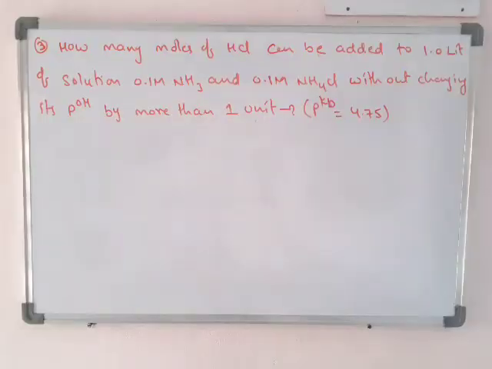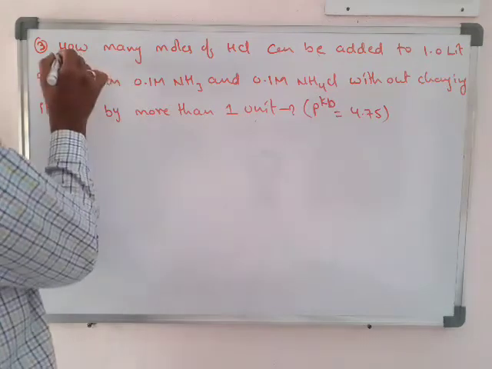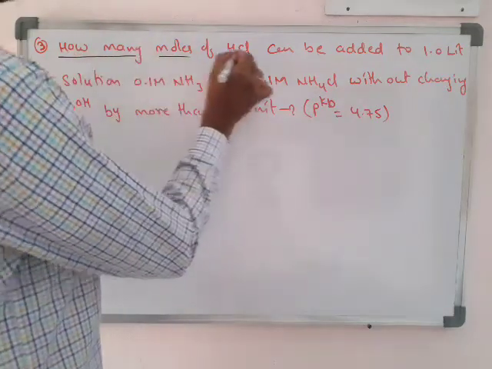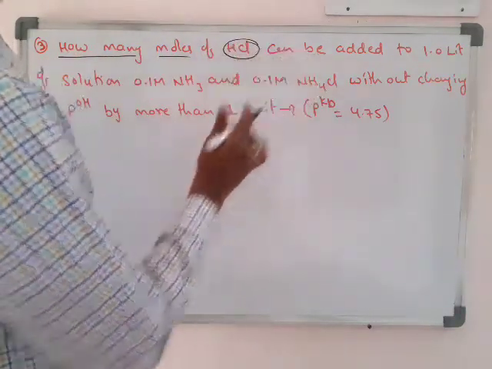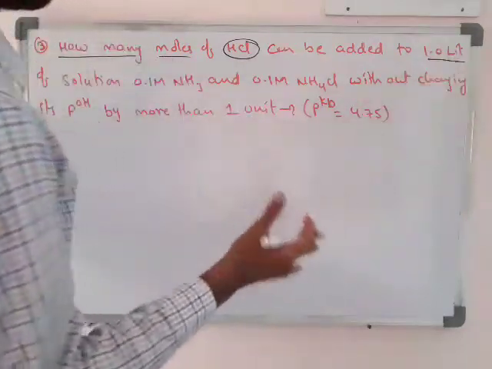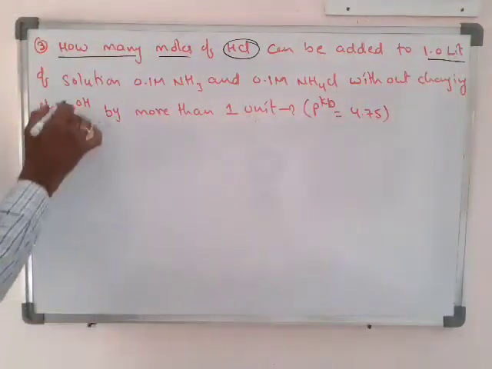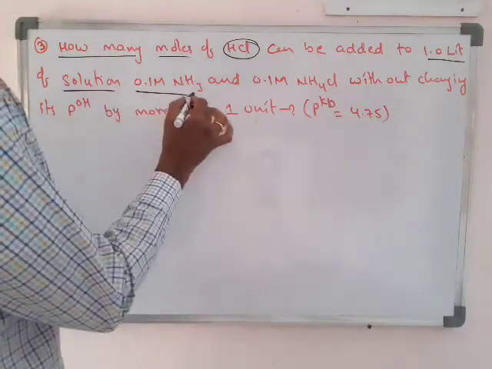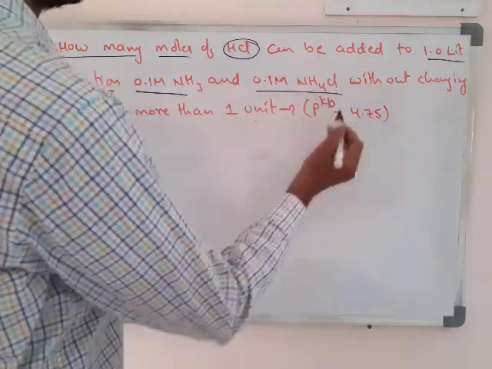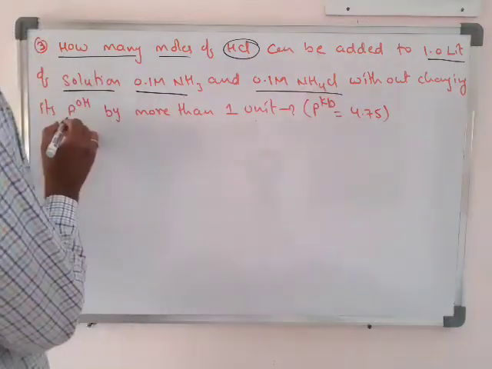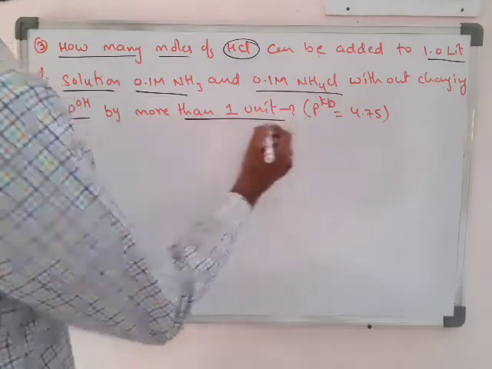Okay, see one more problem of same type, but here the exactly reverse thing is given. How many moles of HCl acid can be added to 1 liter of solution of 0.1 M ammonia, 0.1 M ammonium chloride without changing its pH more than 1 unit? The remaining problem is same as exactly the last problem.